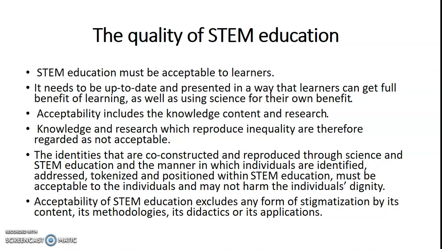STEM education must be acceptable to learners. It needs to be up to date and presented in a way that learners can get full benefit of learning, as well as using science for their own benefit. Acceptability includes the knowledge, content, and research. Knowledge and research which reproduce inequality are therefore regarded as not acceptable. The identities that are co-constructed and reproduced through science and STEAM education, and the manner in which individuals are identified, addressed, tokenized, and positioned within STEAM education, must be acceptable to the individuals and may not harm the individual's dignity. Acceptability of STEAM education excludes any form of stigmatization by its content, its methodologies, its didactics, or its applications.